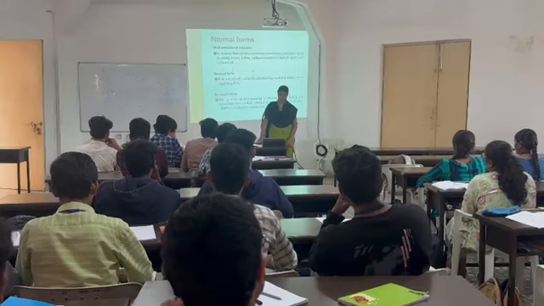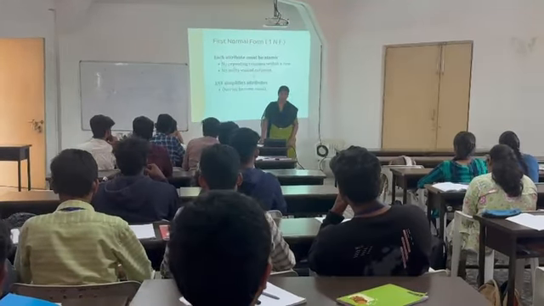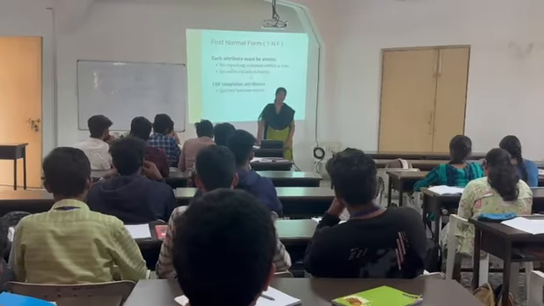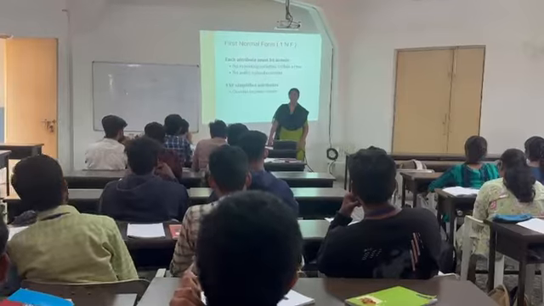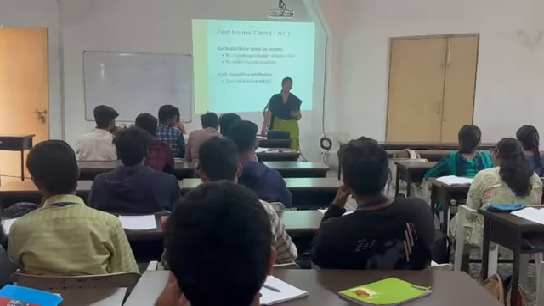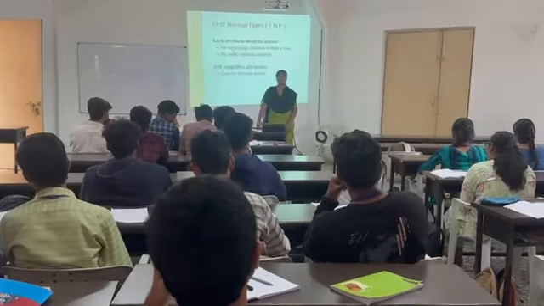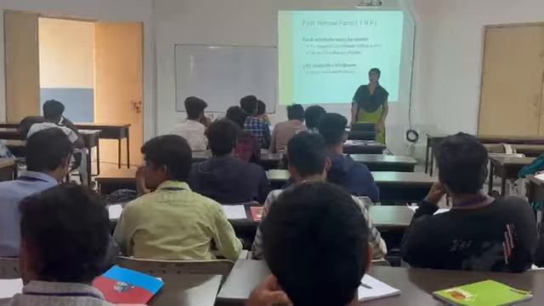That is normalization. Coming to first normal form, each attribute must be atomic. Atomic is nothing but it should not contain multi-values. So if a student has multiple courses, they have to be given in separate records. And no repeating columns within a row.